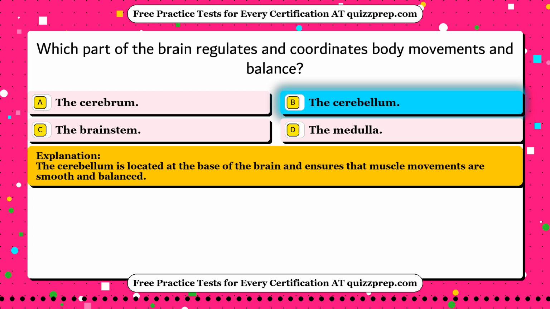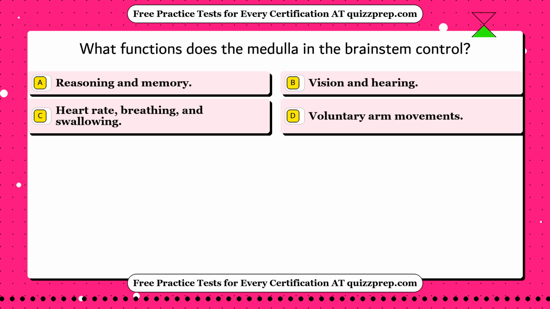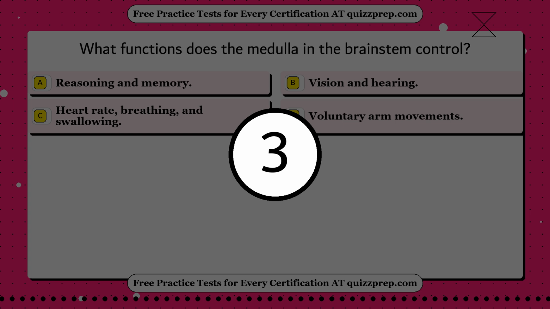Question 11. What functions does the medulla in the brainstem control? Option A. Reasoning and memory. Option B. Vision and hearing. Option C. Heart rate, breathing, and swallowing. Option D. Voluntary arm movements.